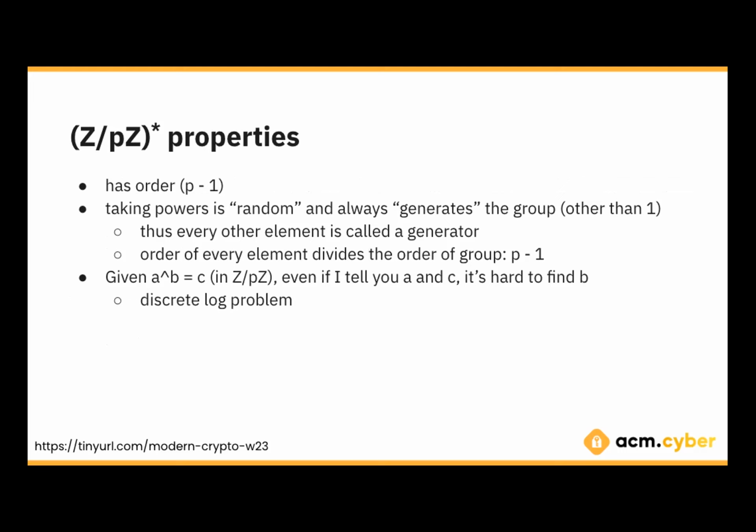So taking powers is random. What does random mean in this case? It means that if you have the numbers one all the way up to p minus one, and you take powers of any random number, it kind of bounces around. There's no real pattern to it. It doesn't go every two and then go back and then loop again. It's very, very random. And then generates the group means that you're going to hit every single element when you take powers. So that's what generating it is: with any element, you can create the entire group.